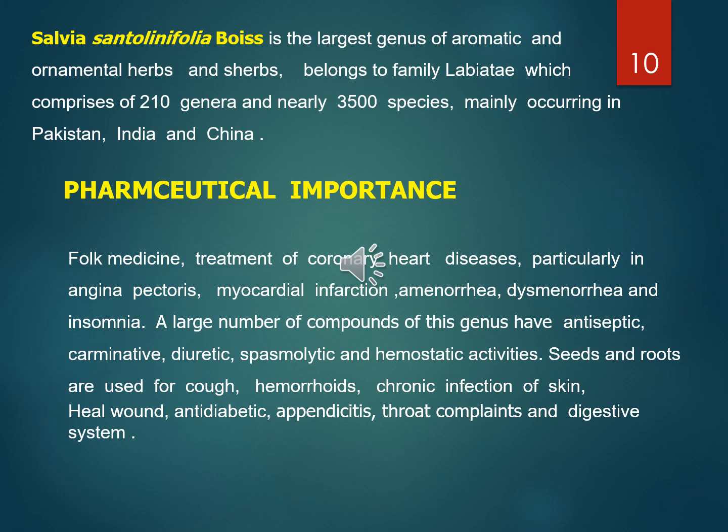A large number of compounds of this genus have antiseptic, carminative, diuretic, spasmolytic, and hemostatic activities. Seeds and roots of this genus are used for cough, hemorrhoids, chronic infection of skin, heel wounds, diabetes, appendicitis, throat complaints, and the digestive tract system.